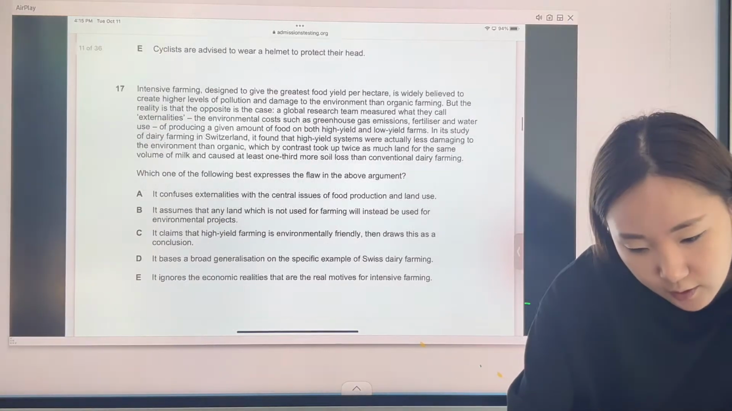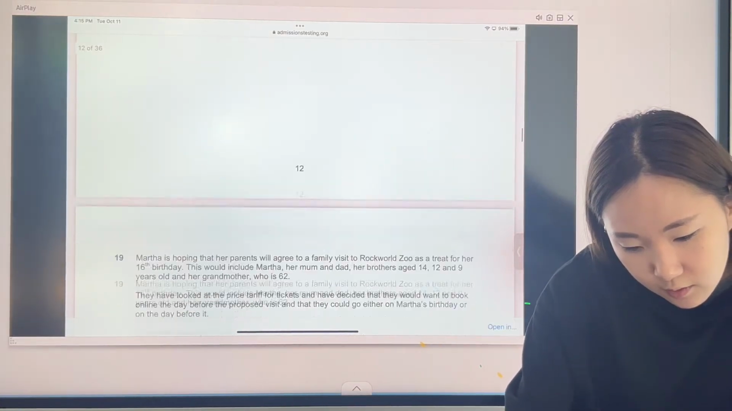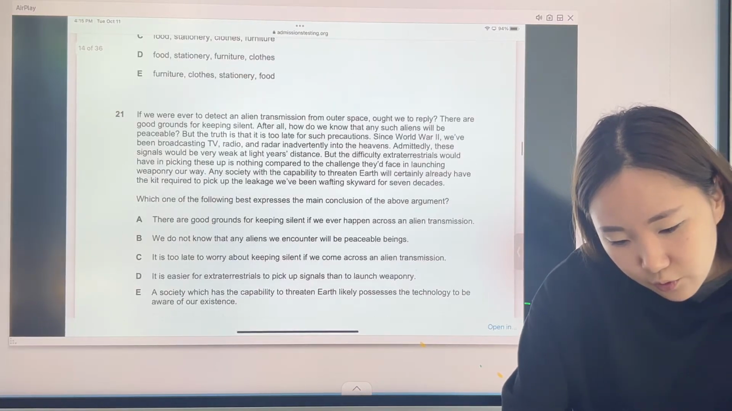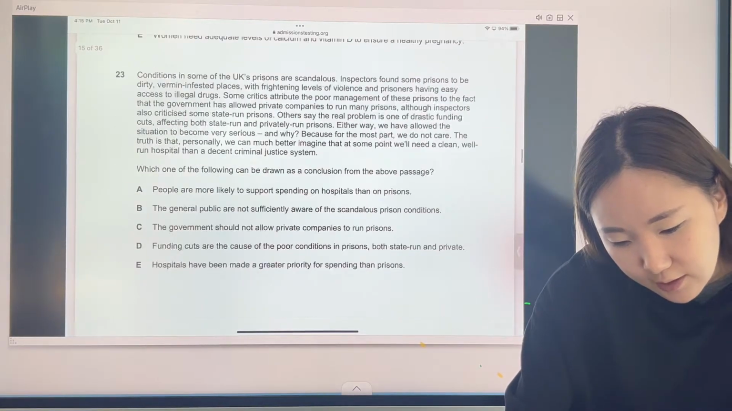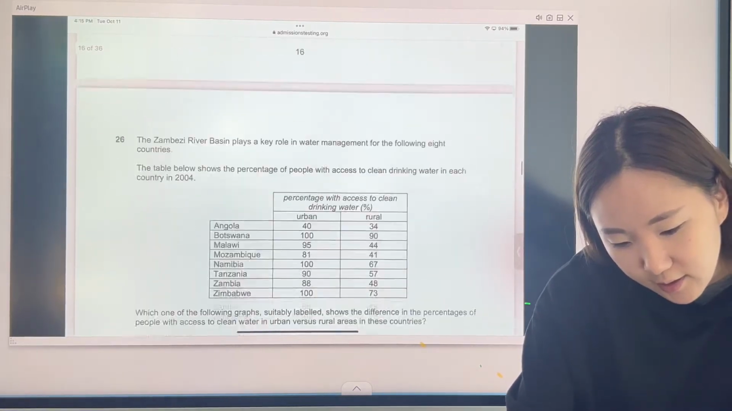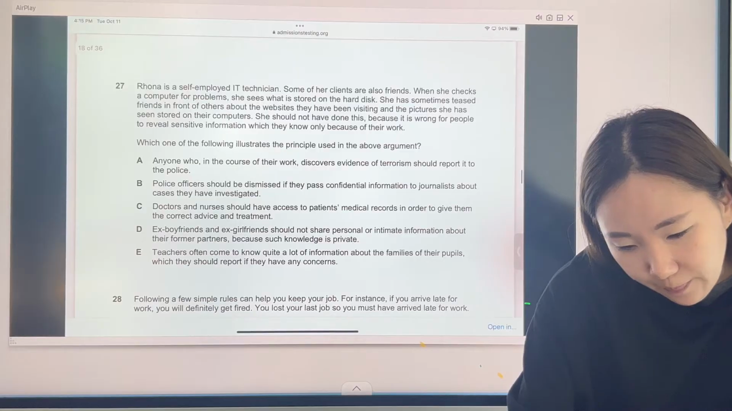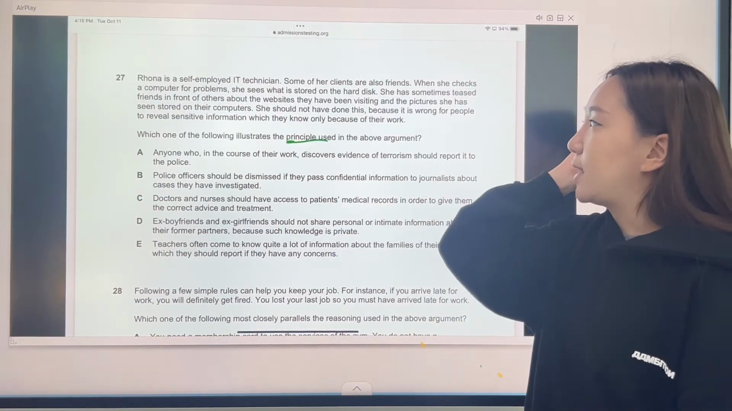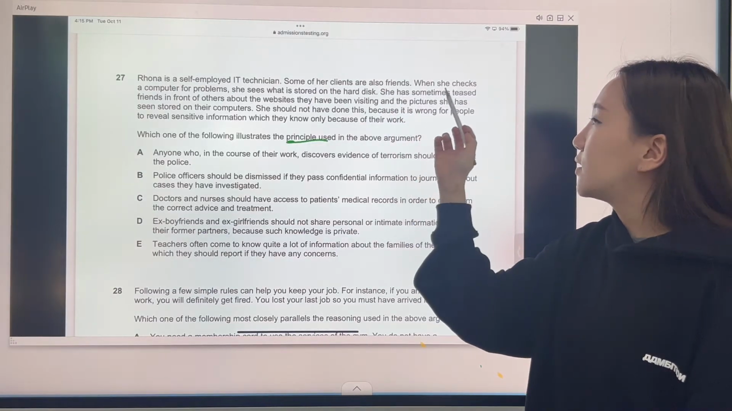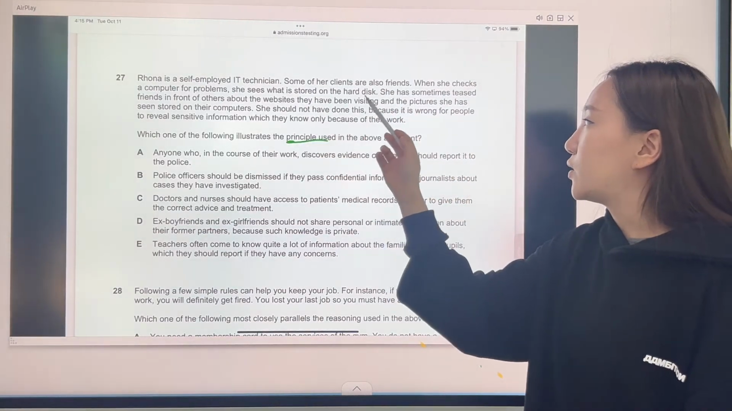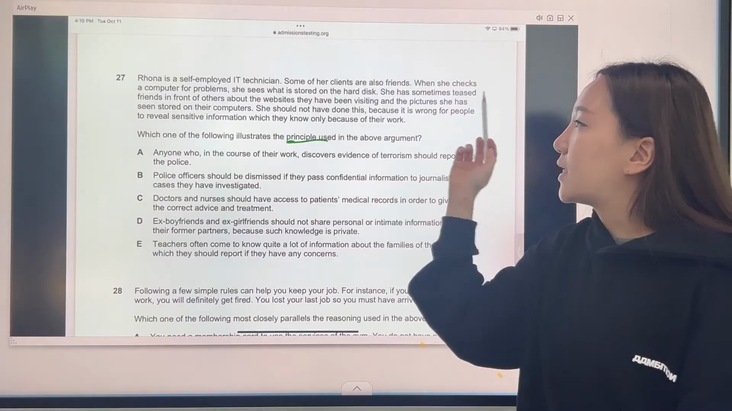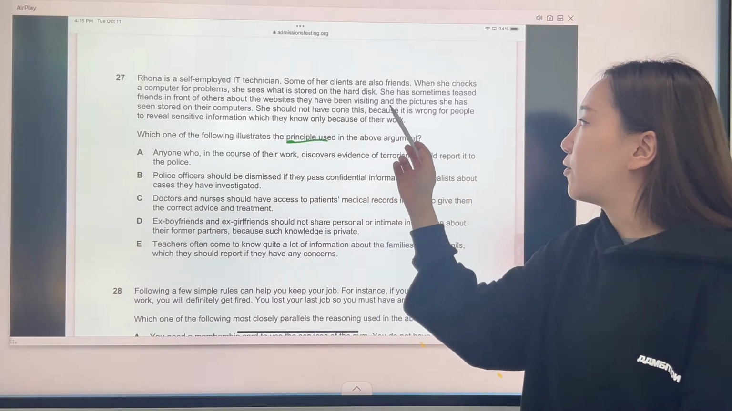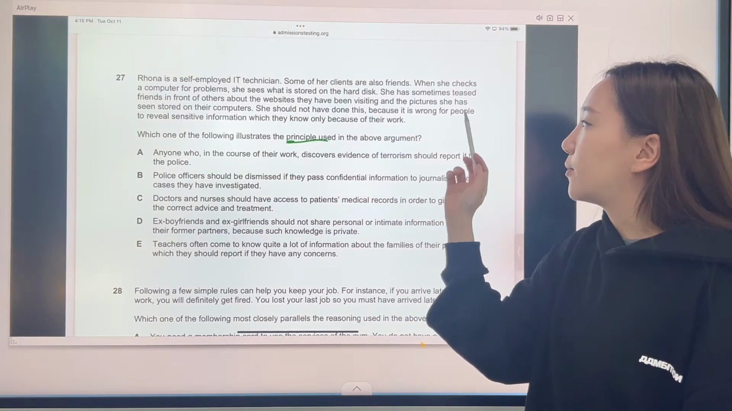Okay, moving on. I should probably have written down what questions some of these were coming from. Here we go. So, again, principle. Rona is a self-employed IT tech. Some of her clients are also friends. When she checks the computer for problems, she sees what is stored on the hard disk. She has sometimes teased friends in front of others about the websites they've been visiting and the pictures she has seen stored on their computers.